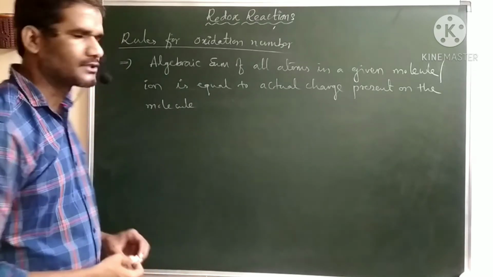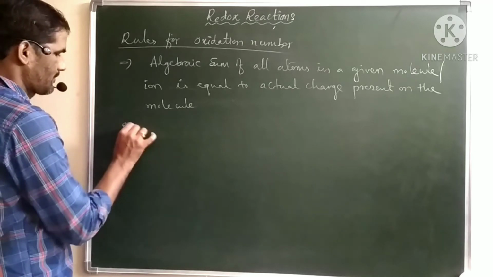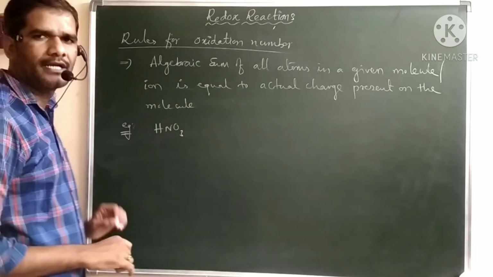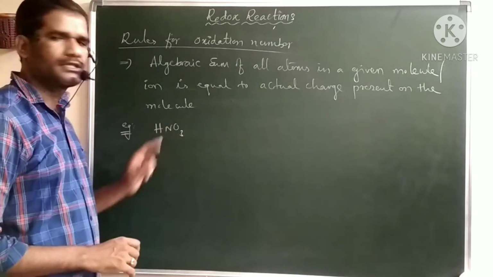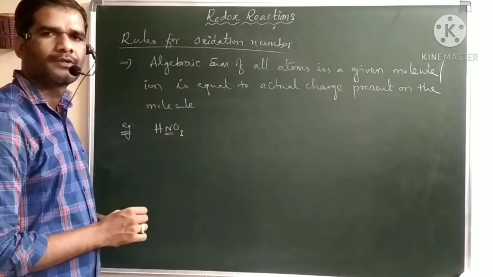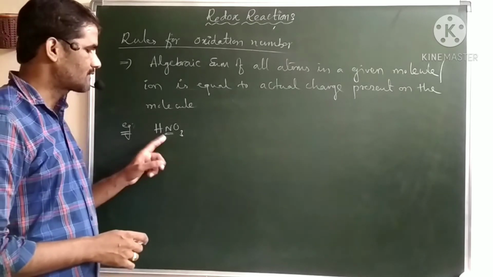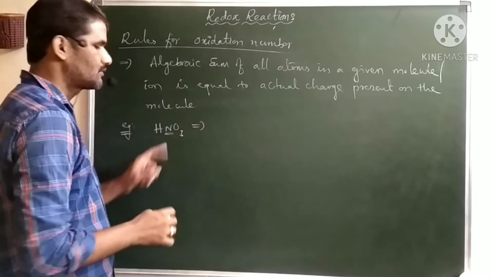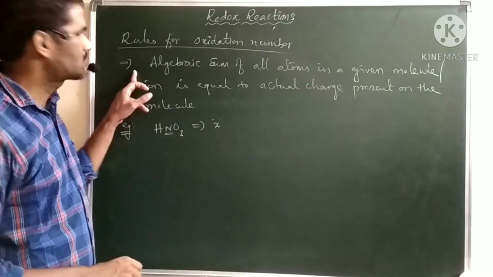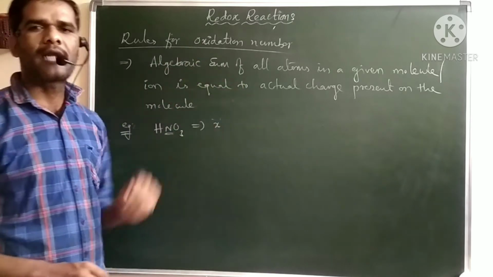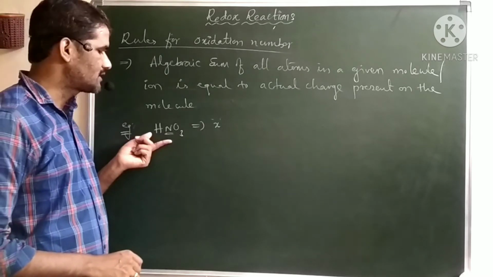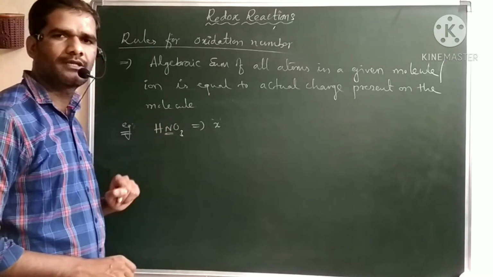So let us see some examples here. The first one, let me take HNO3, nitric acid. Here the oxidation states of hydrogen and oxygen are fixed. Here we can calculate for nitrogen. Let us assume the oxidation state of nitrogen is X. Then according to the last rule, the algebraic sum of all atoms in a given molecule should be equal to the charge present in the molecule. Here HNO3 is a neutral molecule. No charge is present in the molecule.